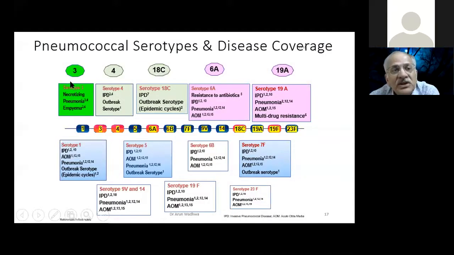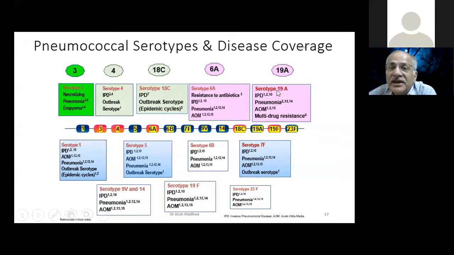Serotype 3 is an important serotype. It causes necrotizing pneumonia and empyemas. So when you have empyemas, you should think of serotype 3. 4 and 18C serotypes are the ones which are outbreak serotypes. So 4 tends to cause outbreaks, and 18C tends to cause epidemic cycles, and it's again an outbreak serotype.